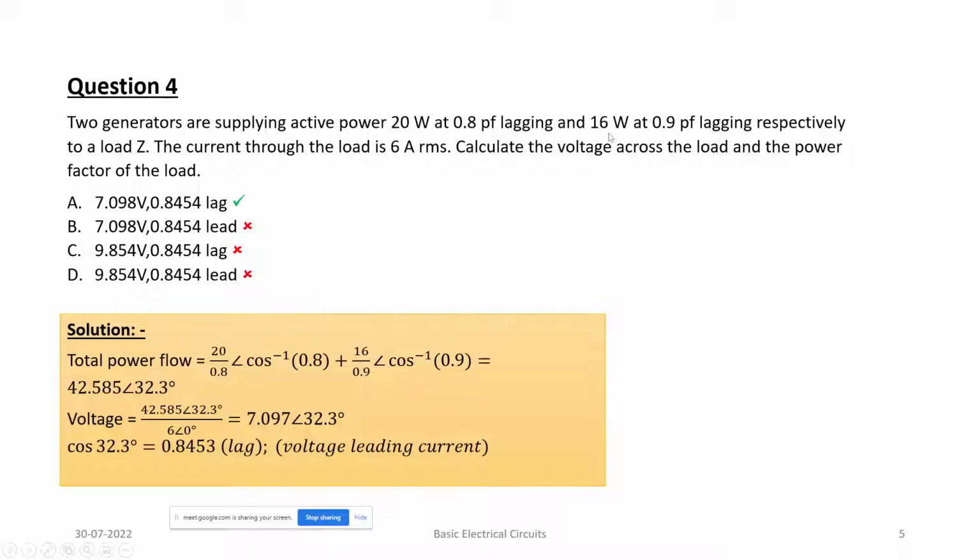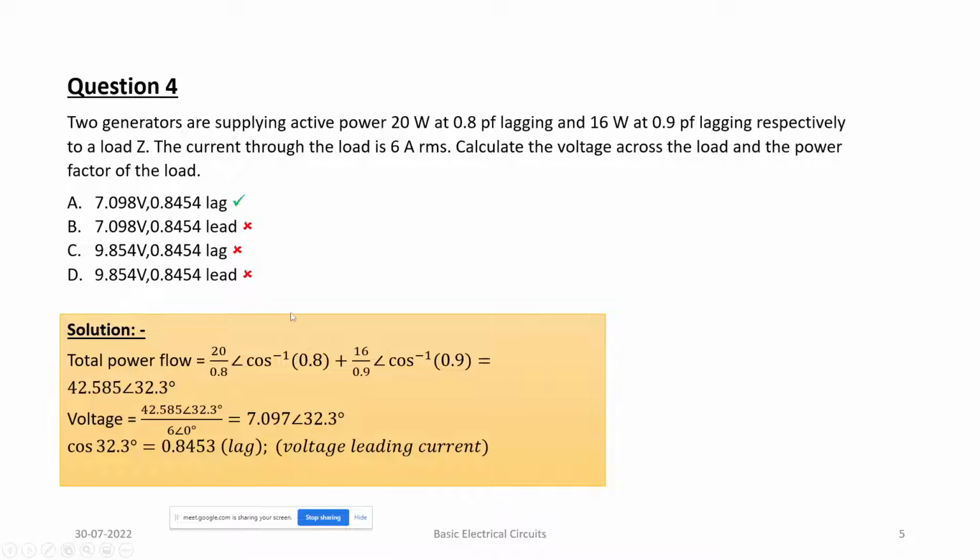And the next is 16 watt at 0.9 power factor lagging. Similarly, it will be 16 by 0.9, giving the magnitude of the apparent power with an angle of cos inverse 0.9. So you get the total apparent power flow to be 42.585 with an angle of 32.3 degrees. The apparent power equals V into I. So you divide by the current and you get the voltage, which is 7.097 volts at plus 32.3 degrees.